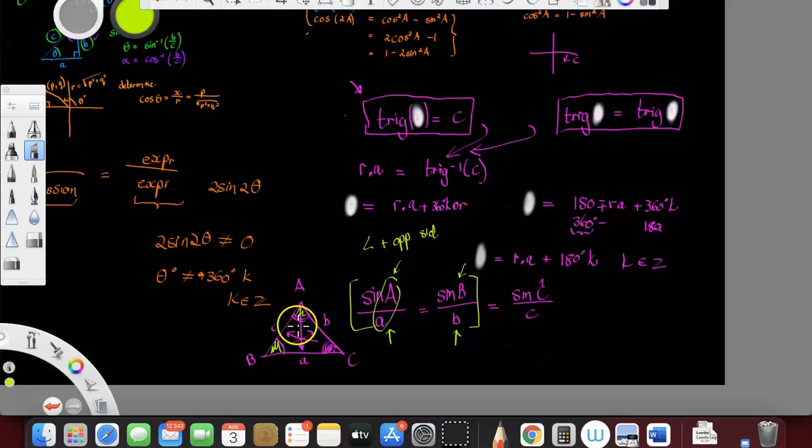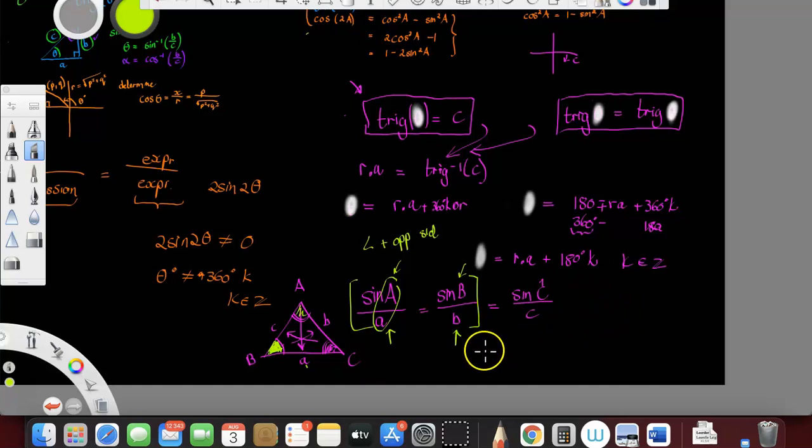Now, if you don't have an angle and an opposite side, it means you have the other two sides. And if you have the other two sides, you need this inclusive angle here. Now, this is the cos rule.